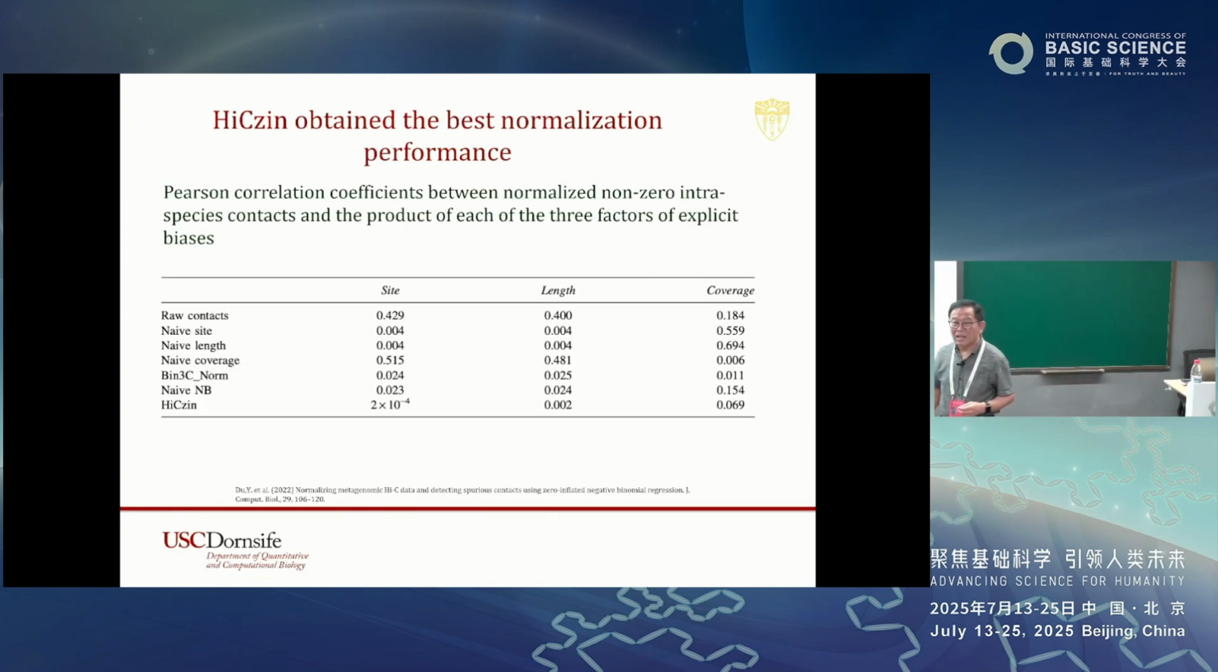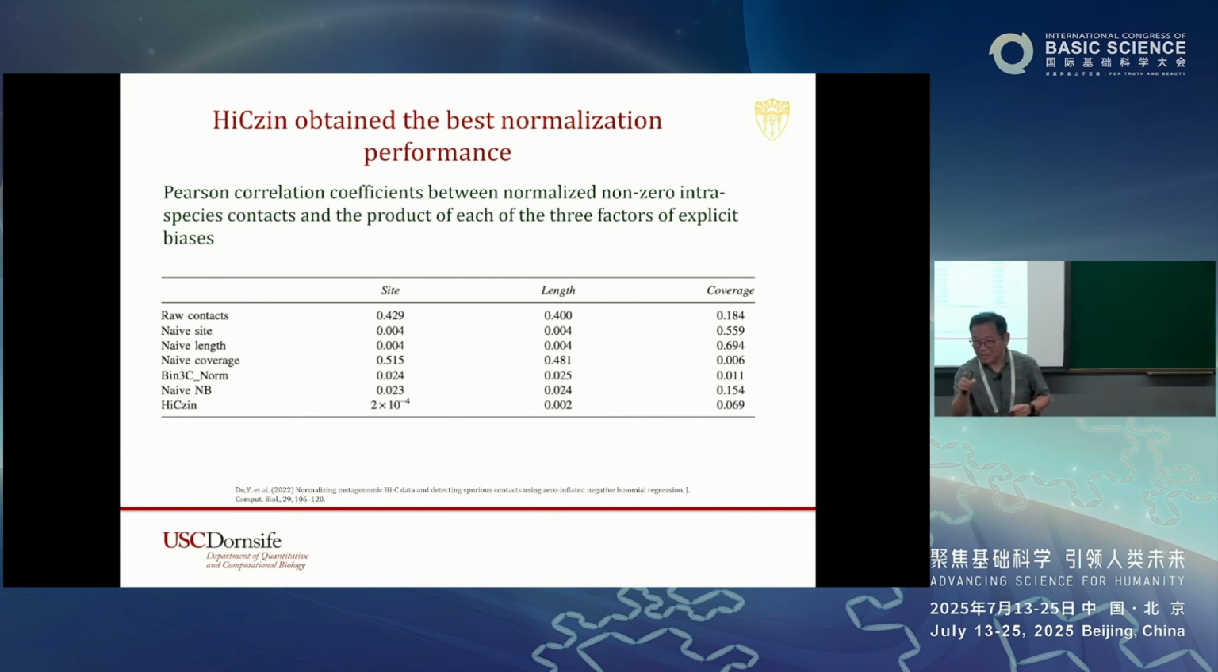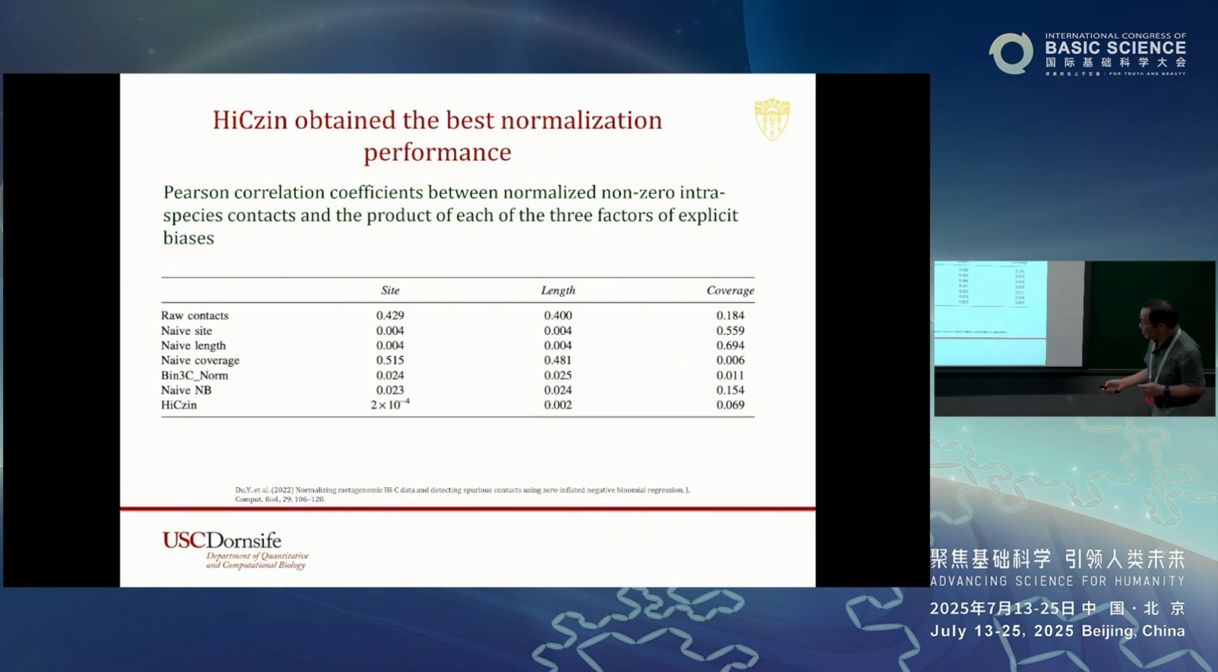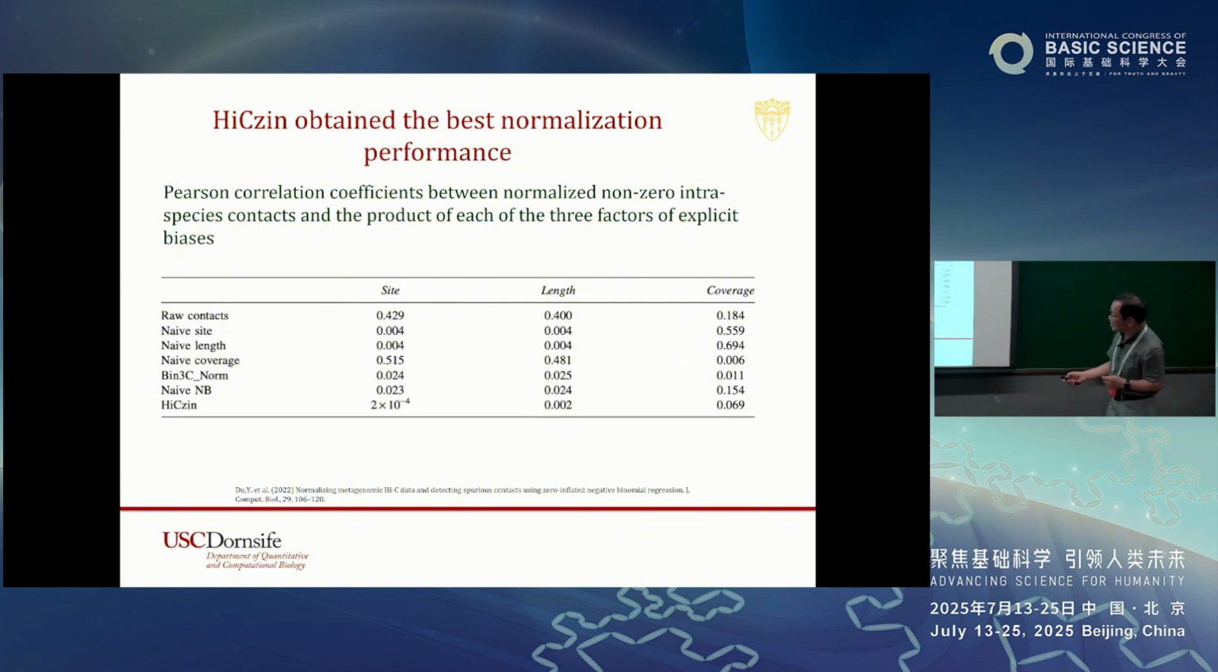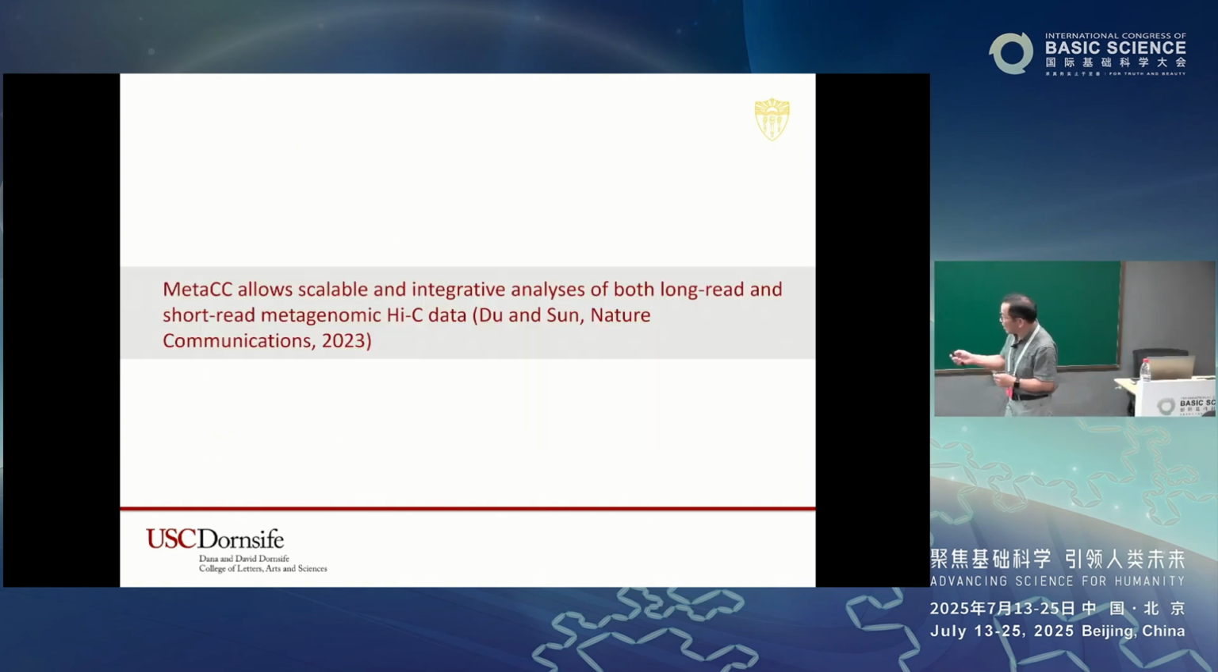The IJ is the pair of contigs. One contig is I, one contig is J. Okay, so yeah.